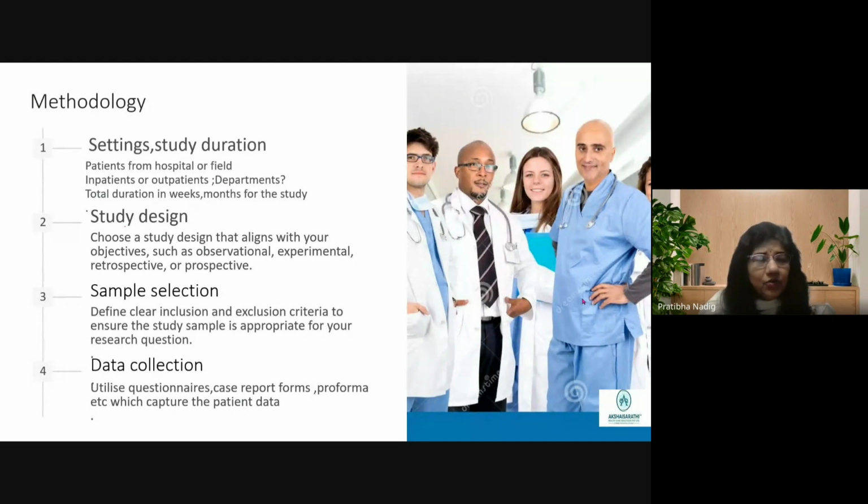Then study design. Choose a study design. There are different designs. I'll come to that slide, which aligns with your objectives. It could be interventional. That means you can give the medication and see the effect, or just observe people who are being treated. It could be prospective or it could be retrospective. Retrospective means you do the analysis of the data which is there already. You have the data in the MRD, or you may have case sheets. Everything may be there online through the electronic medical records. So any of these, it could be done.